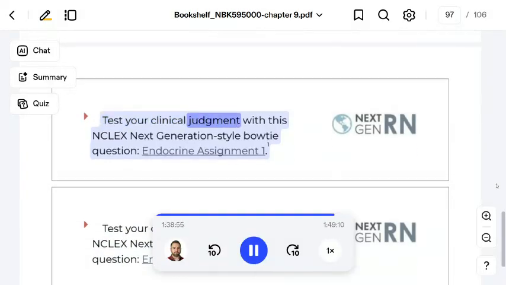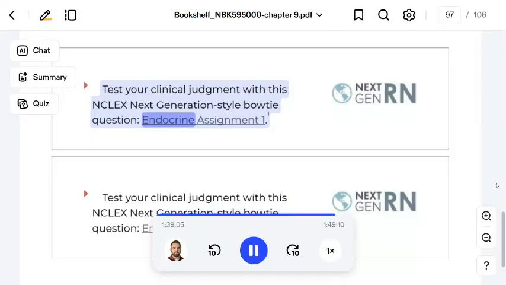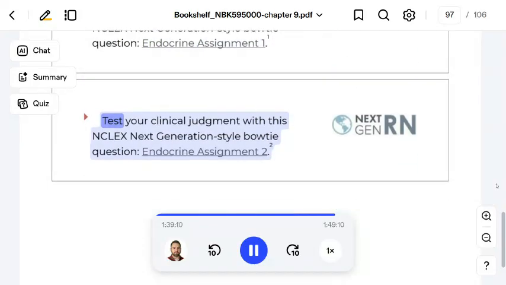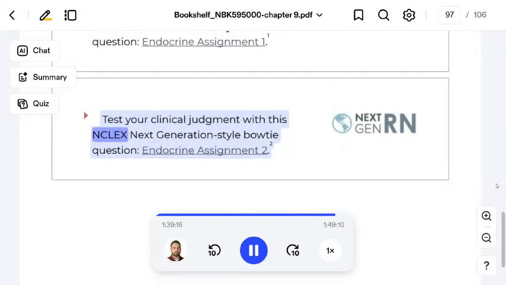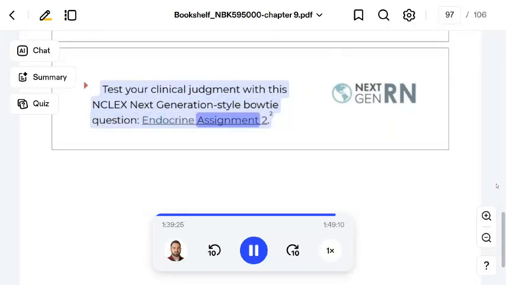Test your clinical judgment with this NCLEX Next Generation style bowtie question, Endocrine Assignment 1. Test your clinical judgment with this NCLEX Next Generation style bowtie question, Endocrine Assignment 2.